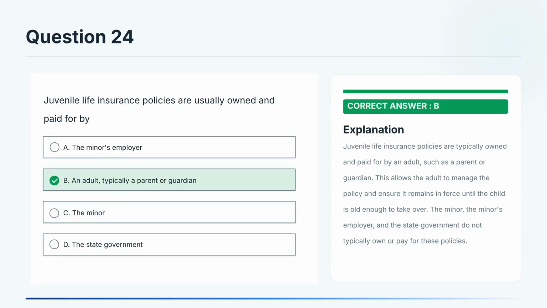Juvenile life insurance policies are typically owned and paid for by an adult, such as a parent or guardian. This allows the adult to manage the policy and ensure it remains in force until the child is old enough to take over. The minor, the minor's employer, and the state government do not typically own or pay for these policies.